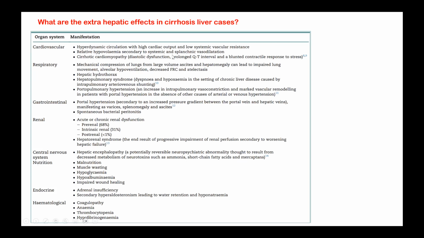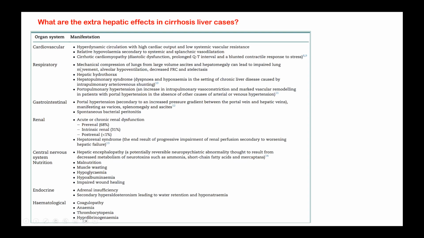Cardiovascular, it produces hyperdynamic circulation with high cardiac output because of low SVR, and relative hypovolemia secondary to systemic and splanchnic vasodilatation. Cirrhotic cardiomyopathy. The patient may have diastolic dysfunction, prolonged QT interval, and blunted contractile response to stress. So all these things are the cardiovascular changes, for which, of course, we will do the investigation like echo and, yes, frank cardiac failure. What is the marker for cardiac failure? NT-proBNP. NT-proBNP. Very good, fantastic.